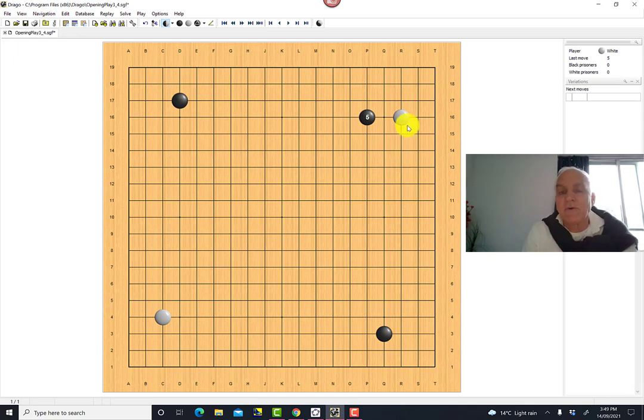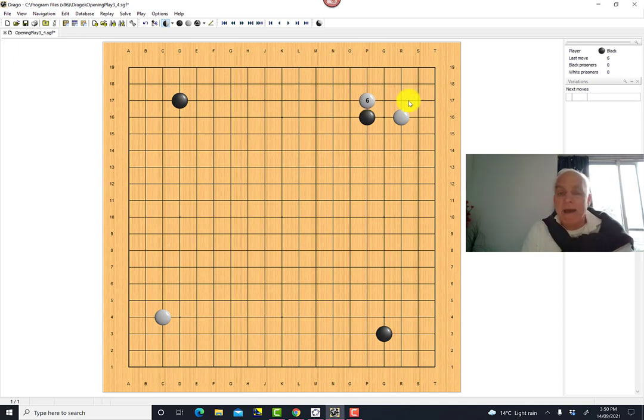But on the other hand, there's a whole range of other possibilities where white pincers this black stone. That is, white plays a move on the other side of the stone, preventing black from making an easy base. So such a pincering move is a little bit more aggressive and will lead to earlier fighting. They're also a little bit more complicated to understand, especially for beginners. So they're quite important to understand, but we're going to start with the simplest patterns.